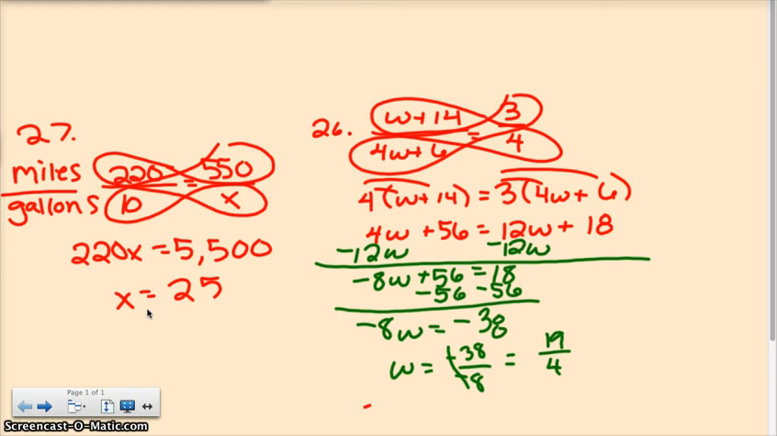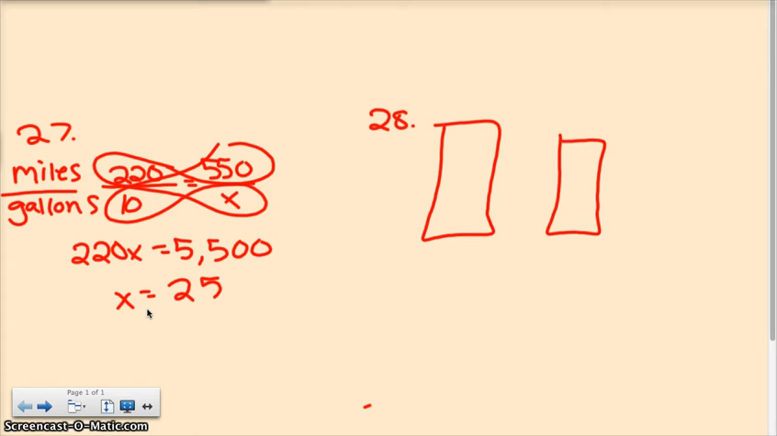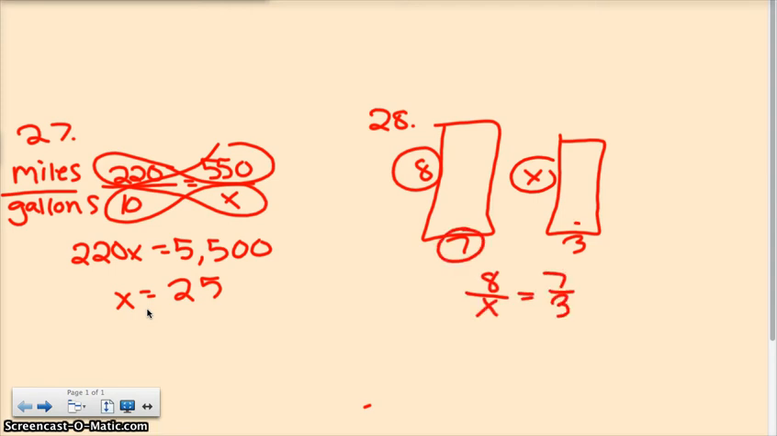All right, we're done with that page. I'm on the back side, last page. 28, similar figures. So I have these two figures, 8, 7, x, 3. I want to find the value of x. So I just set it up side is to side is to side. I'm just going to start. 8 is to x as 7 is to 3.